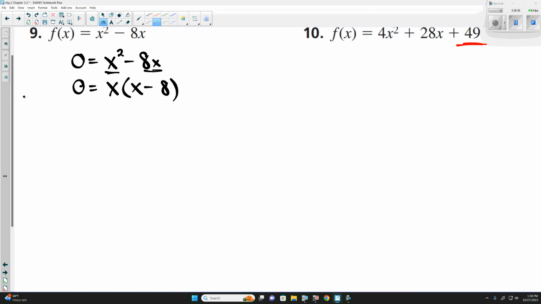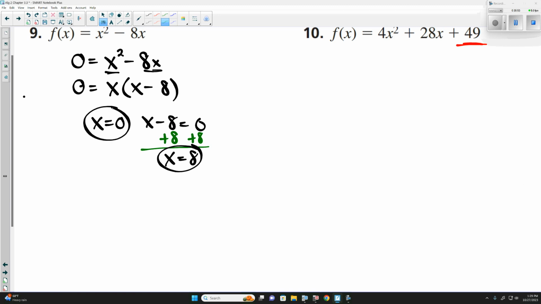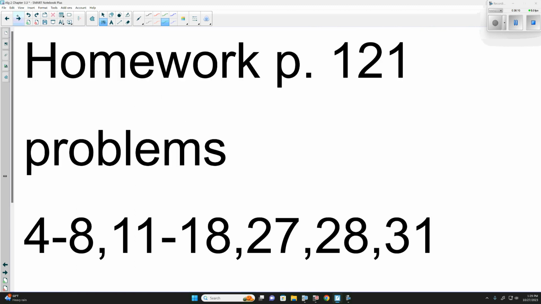So that tells us 0 is equal to x times x minus 8. Since we have two things multiplied together that equal 0, one of them must be 0. For the one on the right, we can add 8 to both sides, telling us x is equal to 8. And the other one, x equals 0. We get this here. And that is it.